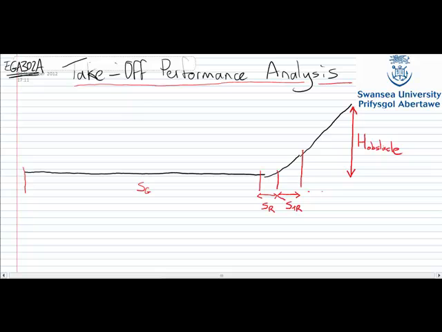So this final distance here we'll call S climb, and obviously the total takeoff distance S_TO is the sum of these components, and the best way to do this is just to consider each of these four phases of the takeoff roll separately.